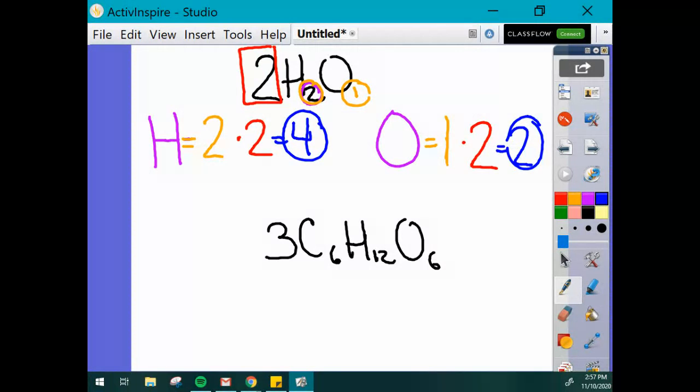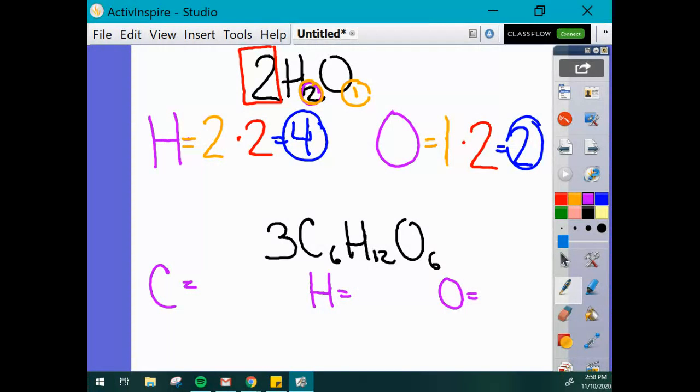Let's look at a larger molecule, 3C6H12O6. So this is 3 molecules of glucose. I'm going to start the same way I did before, listing my elements. So carbon, hydrogen, oxygen. So the first thing I'm going to look at again are my subscripts. In each molecule of glucose, I have 6 carbons, 12 hydrogens, and 6 oxygens. So I'm going to bring down those subscripts next to my elements, 6, 12, 6.